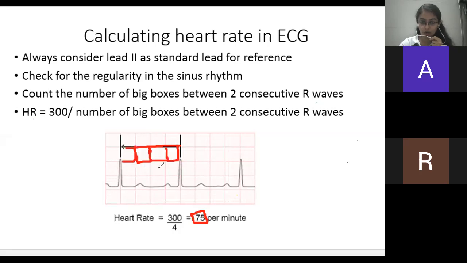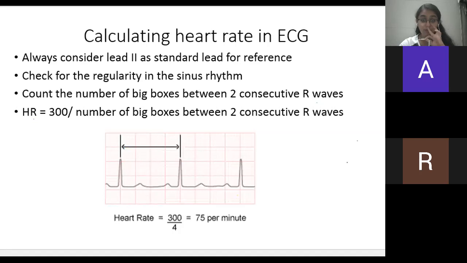So this is how you calculate the heart rate in ECG. That is 300 divided by the number of big boxes between 2 consecutive R waves in your standard limb lead 2.